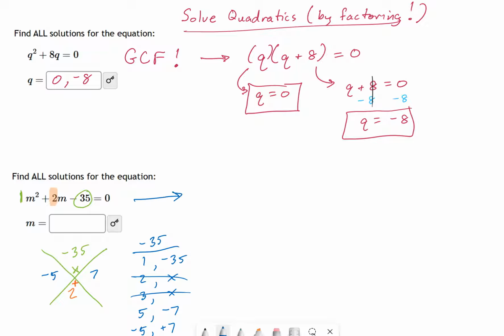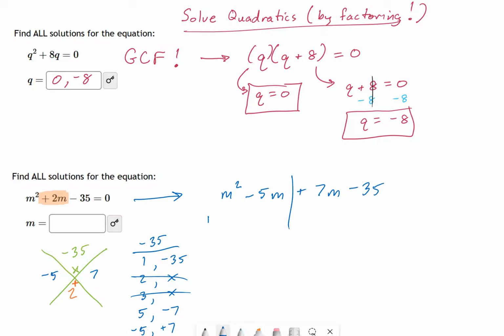Now what we do with that is we rewrite this equation as m squared minus 5m plus 7m minus 35. And if you look at this, let me clear some of this out of the way here and show you exactly what has changed. Instead of plus 2m, now I have minus 5m plus 7m. And hopefully if you take a moment to examine those two things, you'll realize they're exactly the same, because minus 5m plus 7m is plus 2m. Okay, so all I've done is I've rewritten my equation.